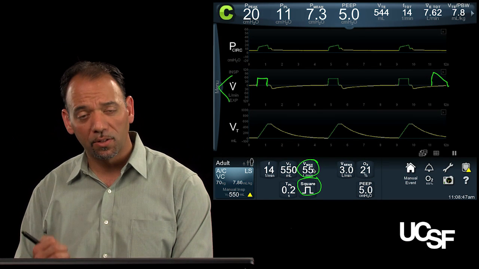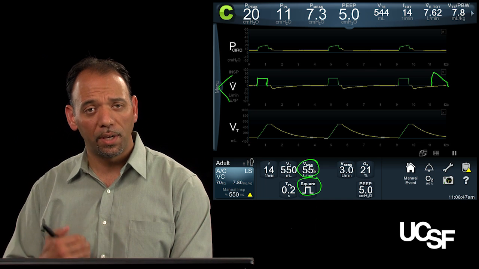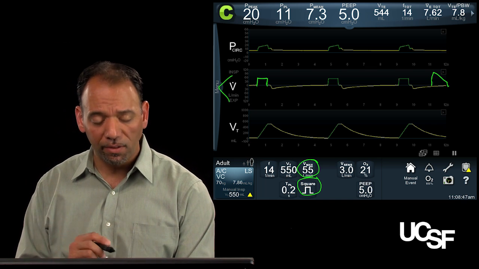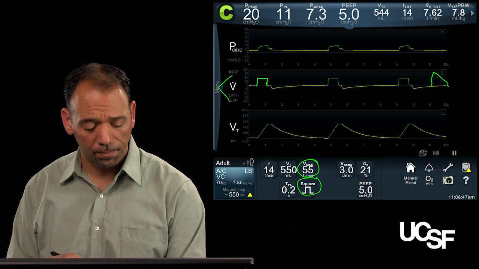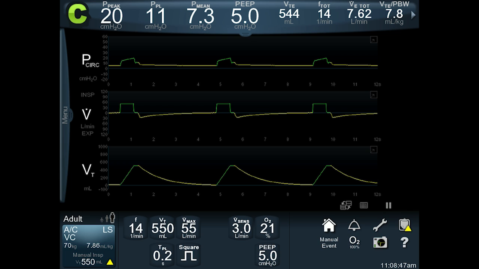Now remember, this is the rate at which the volume will be going into the patient to achieve the volume that you've set. And then finally, the last waveform you'll see is the volume waveform here. Since we're in assist control volume, every single breath is the same volume. They all peak out at 550.